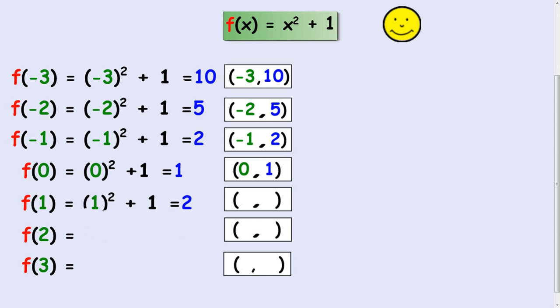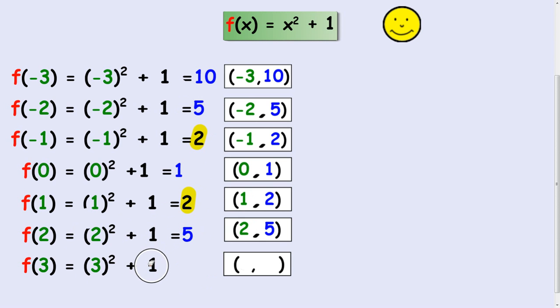And again, we can start to see this symmetrical pattern happening. You can see the 2 there and the 2 up here. So if we look underneath, we put 2 in, we're going to do 2 squared plus 1. Now 2 squared is 4, and if you add 1, you get 5. So that one was 1, 2, and this one is 2, 5. Again, there's a 5 up here, 5 down here. If you put 3 in, you get 3 squared plus 1. And 3 squared is 9. If you add 1, you get 10. Again, 10 down here, 10 up here.